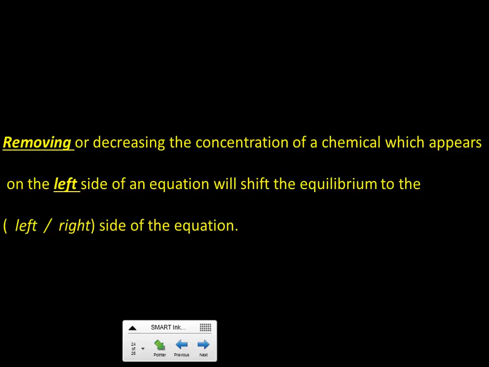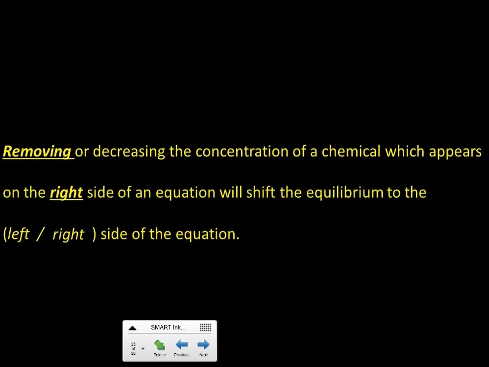Removing or decreasing the concentration of a chemical which appears on the left side of an equation will shift the equilibrium to the left. So if you remove from the left, the equilibrium will shift to the left. If you remove or decrease the concentration of a chemical which appears on the right side of an equation, it will shift the equilibrium to the right side of the equation. If you remove from the right, it'll shift to the right. And again, by left we mean reactants, by right we mean products.